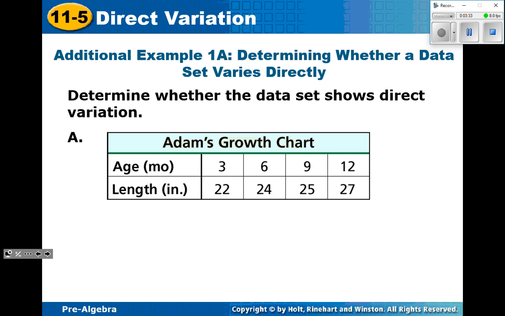There are a couple other ways you can tell that this situation does not represent direct variation. For example, this number is going up by 3s. This number goes up by 2, and then 1, and then 2. So this is not constant, while this is constant. That's going up by 3s. So there's another way you can tell that it does not represent direct variation.